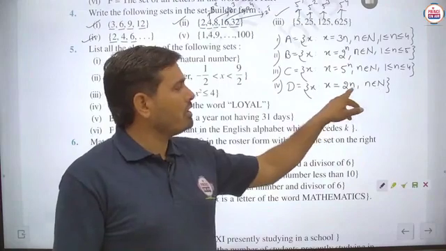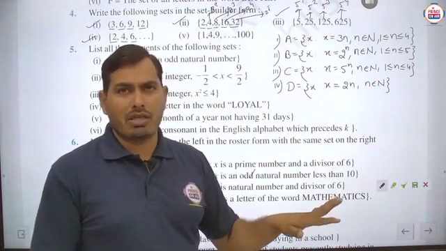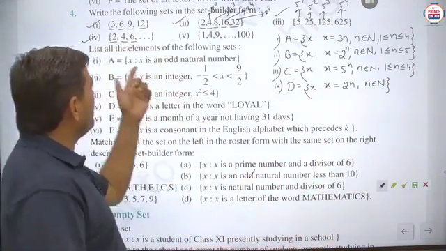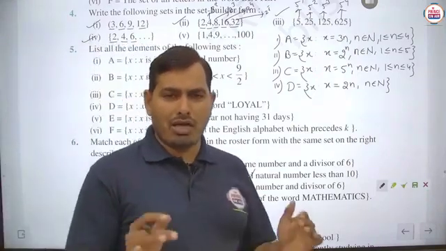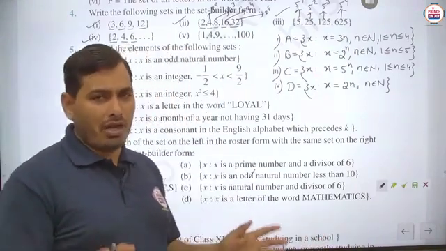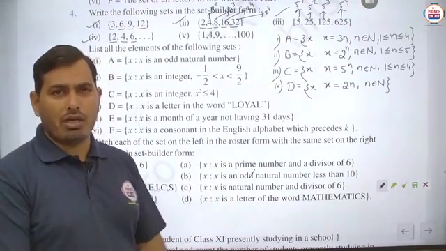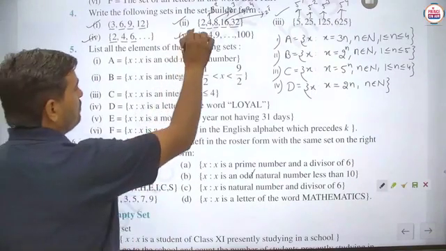If we use 2, then 2 into 2 will be 4. If we use 3, then 2 into 3 will be 6, and so on. You can take many natural numbers, and then definitely you will get the different elements of this given set. Is it clear? So these are some basic parts where any set builder form is to be made corresponding to the given roster form. And next, the fifth part we have to take here.